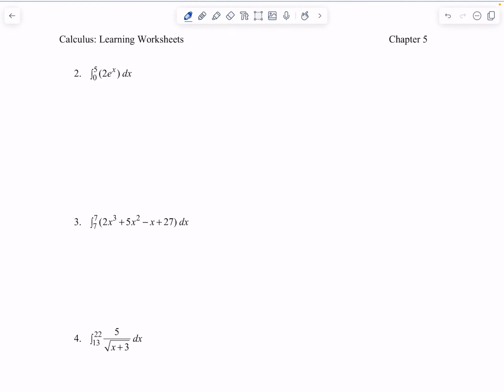Okay, the integral from 0 to 5 of 2e to the x dx. So we take the antiderivative, 2e to the x, we're evaluating from 0 to 5, which gives us 2e to the 5th minus 2e to the 0. 2e to the 5th minus 2, e to the 0 is 1. And so this will give us about 294.83.